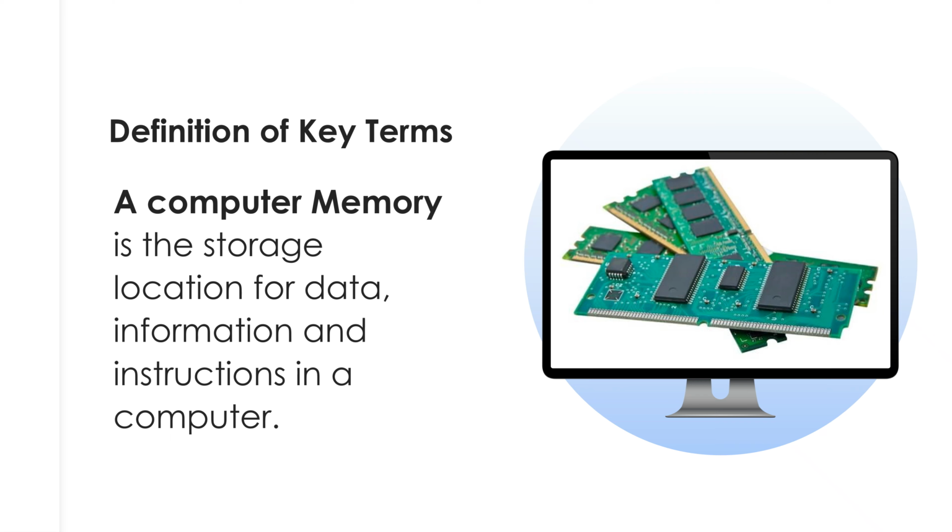Computer memory is the storage location of data, information, and instructions inside a computer. We'll go much deeper into the specific memories, like random access memory and read-only memory, in a later video. You can look at what they are then. So for now, just hold on to this: memory is where the computer keeps things, whether temporarily or permanently, while it works.